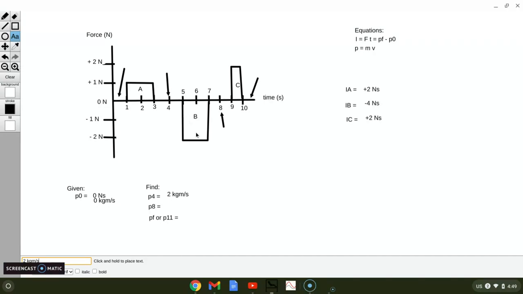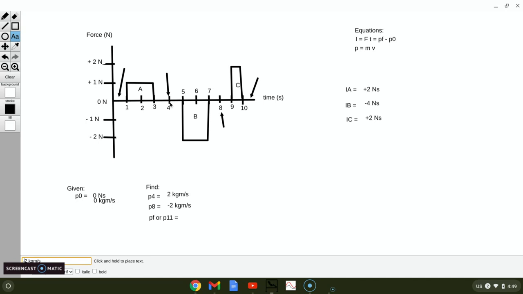Now we hit this impulse B. It's a negative impulse or a negative change in momentum. So if our value at 4, remember it's 2, and we undergo a change of negative 4, because that's the value of impulse B, then our final value at 8 would be negative 2. So it would be negative 2 kilogram meters per second, or negative 2 Newton seconds.